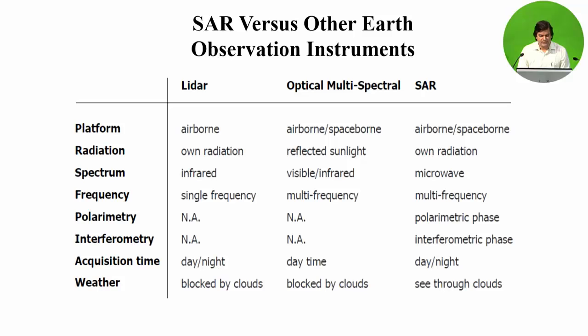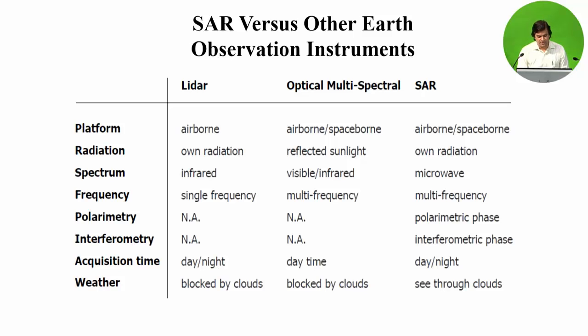So all the active sensors will have the capability to provide the data set in night time, or in other words we can say that night vision capability is available with SAR and LIDAR sensors. When we are talking about the microwave portion of the electromagnetic spectrum, LIDAR covers infrared, optical multispectral covers visual and infrared, and SAR covers the microwave portion of the electromagnetic spectrum.